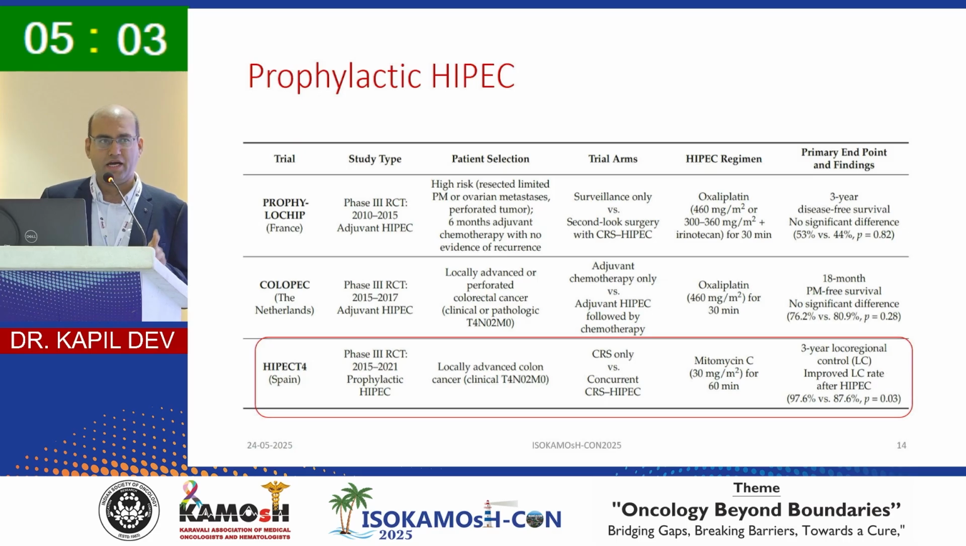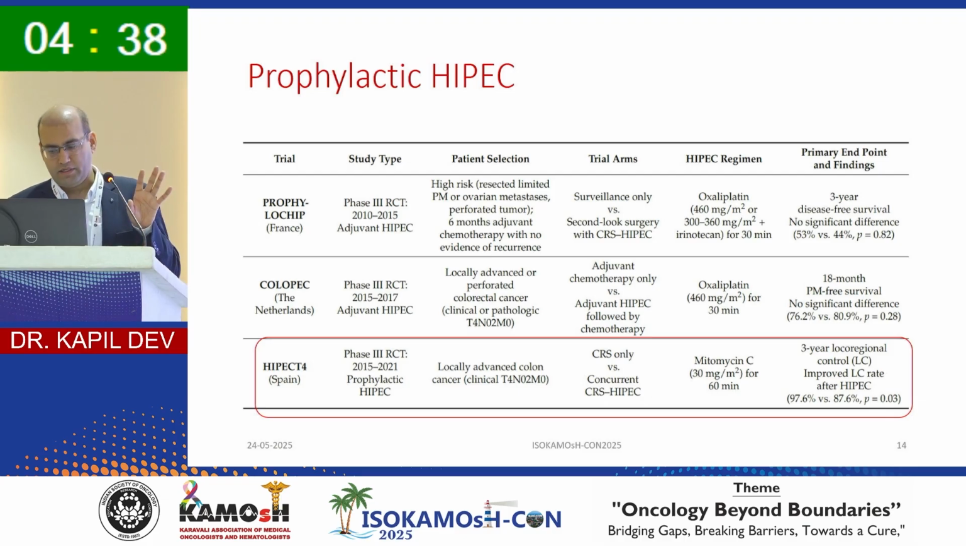Third is HIPEC. They decided on patients with locally advanced colon cancer, CRS versus concurrent CRS with HIPEC. They used HIPEC simultaneously in a single operation, in the same sitting, and they used a different drug, mitomycin C. They decided the primary endpoint would be local treatment. HIPEC only affects the local results, not the systemic ones. So they decided the primary endpoint would be local recurrence. So they achieved optimum results with this trial.